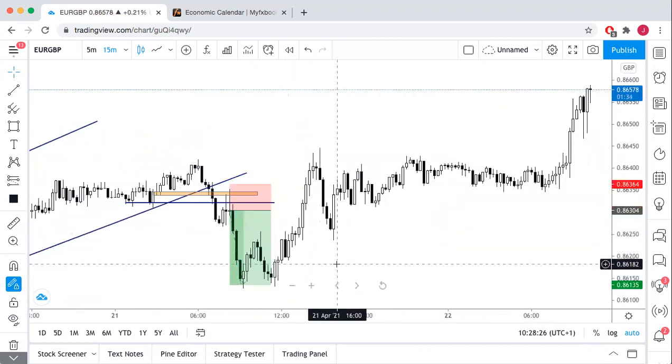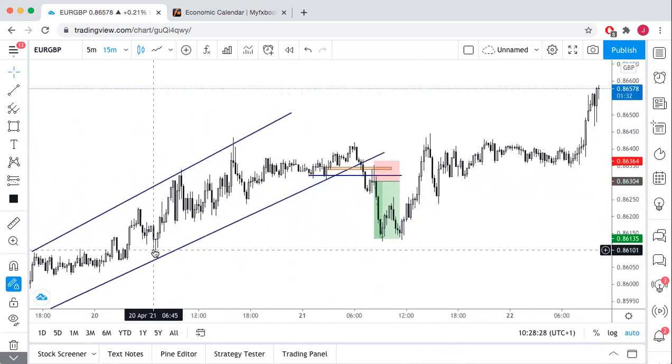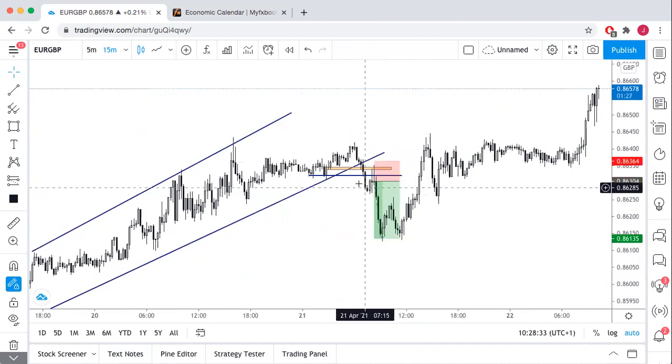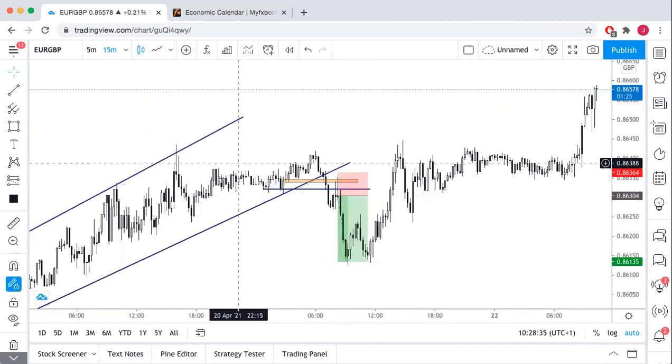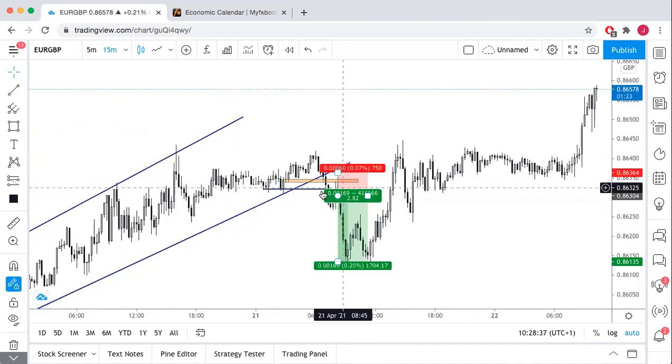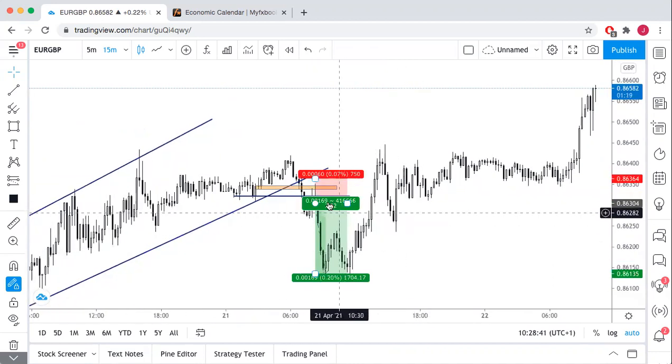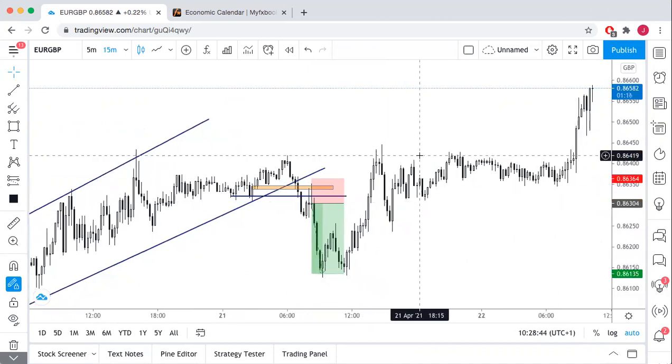But the key part here is the structure. The overall trend was down. We had the flag break to the downside. We had the impulsive break of structure, reverting back to the bearish minor structure when we had been in a bullish minor structure. We took the retest and then we rode price down. So this was 2.8% bagged on the first trade.